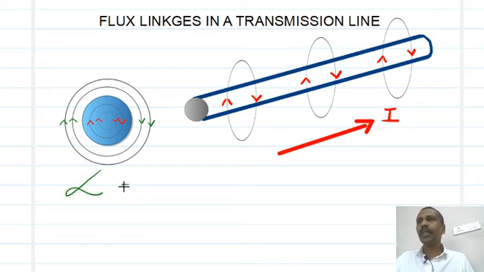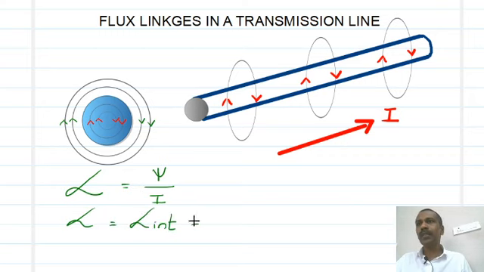Inductance can be calculated as flux linkage divided by current. So you need to find out both internal flux linkage and external flux linkage. So the total inductance will be equal to L internal plus L external, where L internal is the inductance due to the internal flux and L external is the inductance due to external flux linkage.